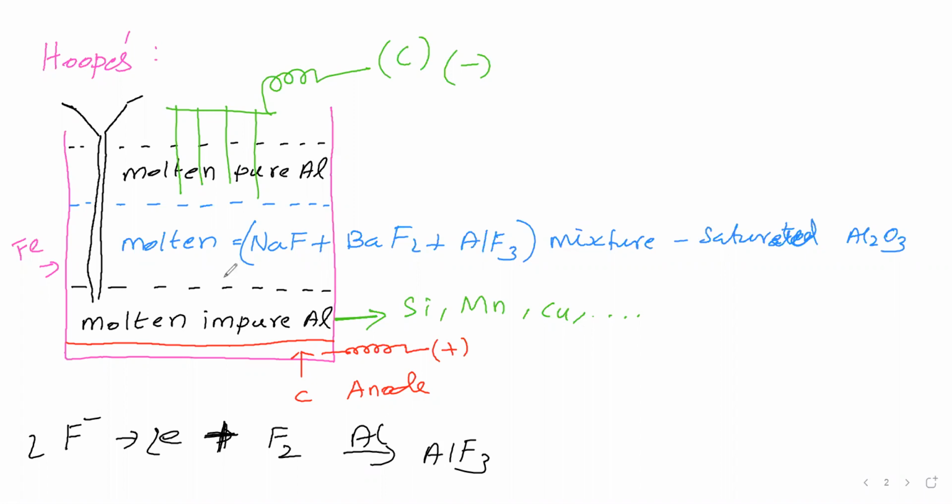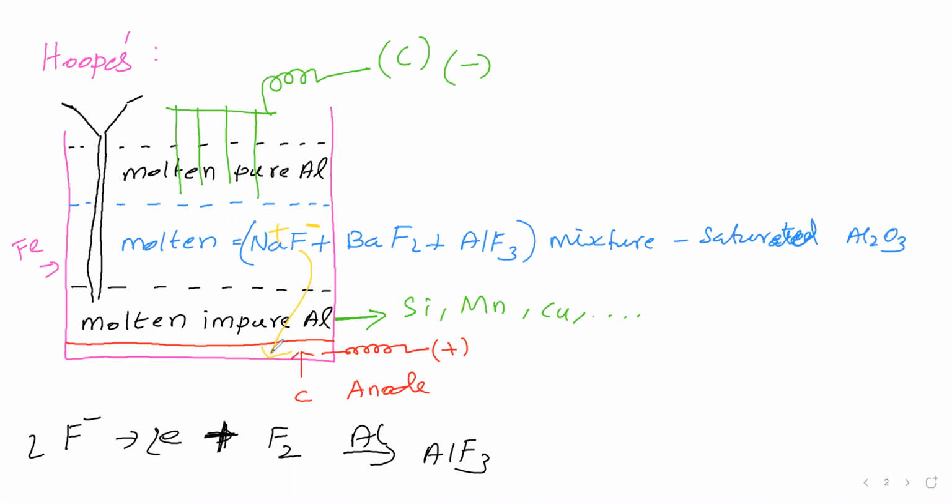Therefore what happens means F minus from here comes to this place. Why? Because NaF is having more ionic nature when compared to BaF2 and AlF3. So F minus mainly comes from this one to this anode.